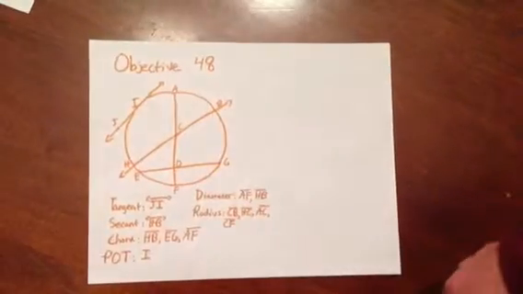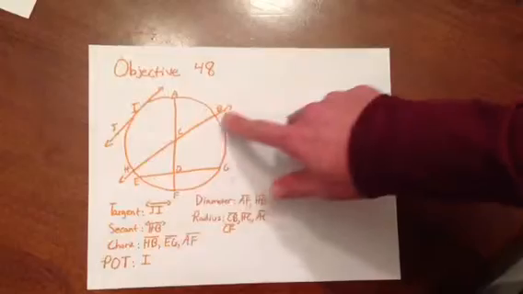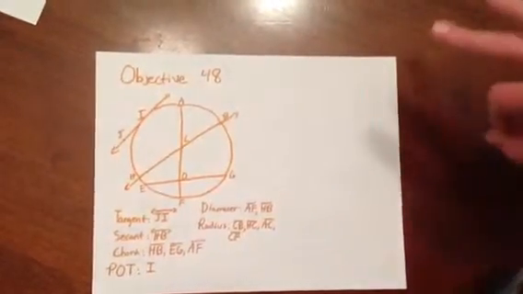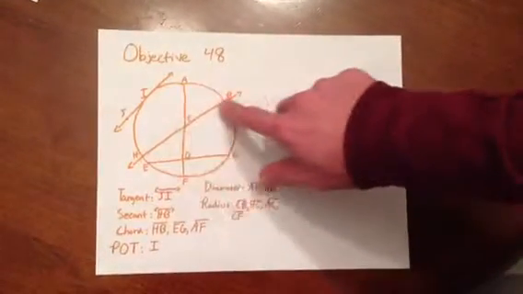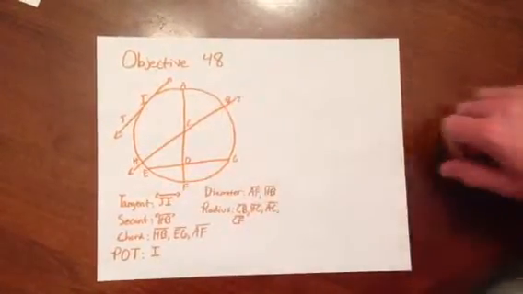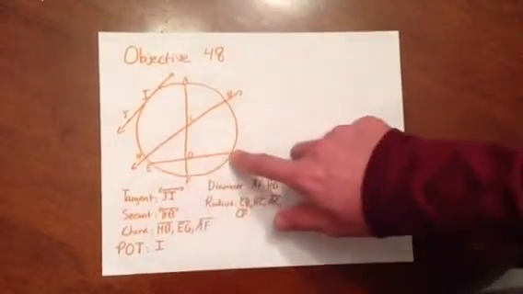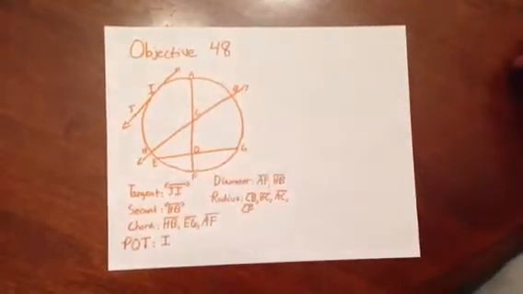A secant would be HB. It goes all the way across and all the way through. It's a line, HB. And I have three chords. I have HB, it goes from there to there across the circle. I have EG, which goes from there to there across the circle, and AF, which obviously goes across the circle.